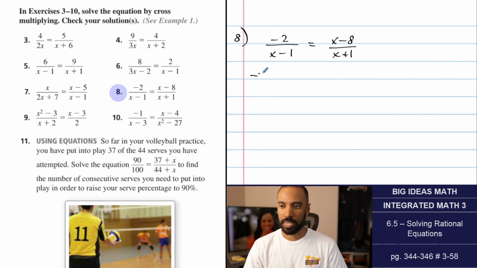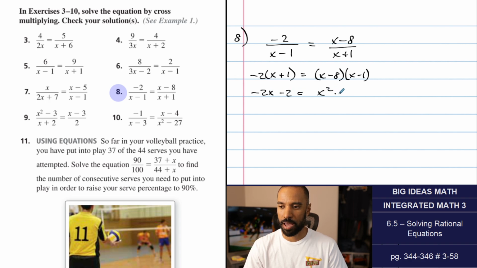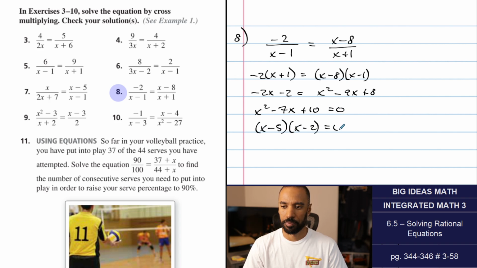When I cross multiply here, negative 2 will distribute to x plus 1. And here we have to FOIL x minus 8 with x minus 1. This is x squared minus 9x plus 8. Set it all equal to 0. I'm going to add 2x over and I get negative 7x. I add 2 over and I get 10. And this is factorable to x minus 5 times x minus 2.